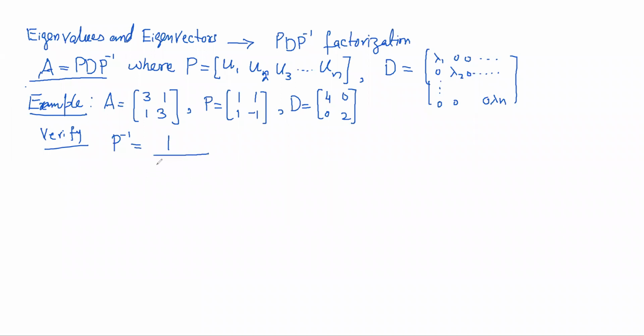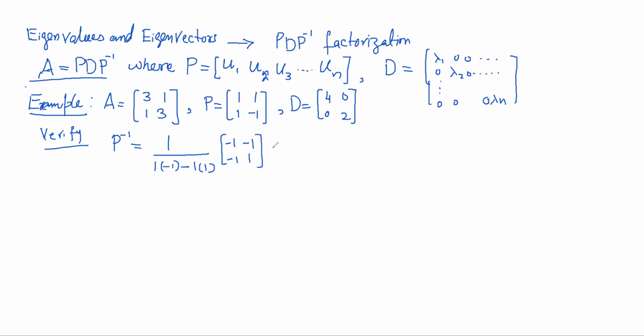So it is 1 into minus 1, minus 1 into 1, so the determinant is minus 2. And then these diagonal elements, 1 and minus 1, will interchange. So minus 1, 1. This is the quick method for finding the inverse of a 2 by 2 matrix. And then these 1 values will change in sign, minus 1 and minus 1.